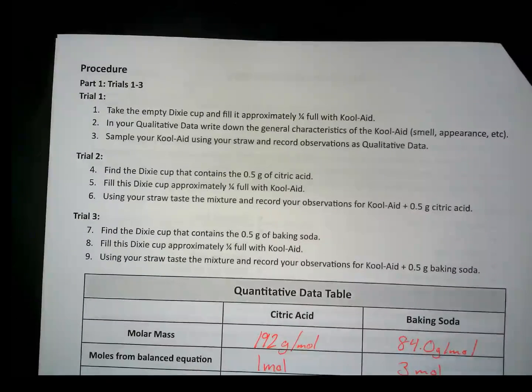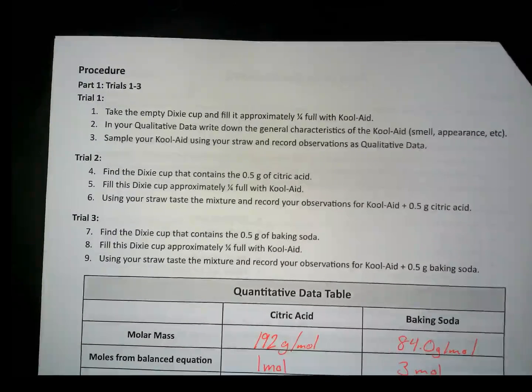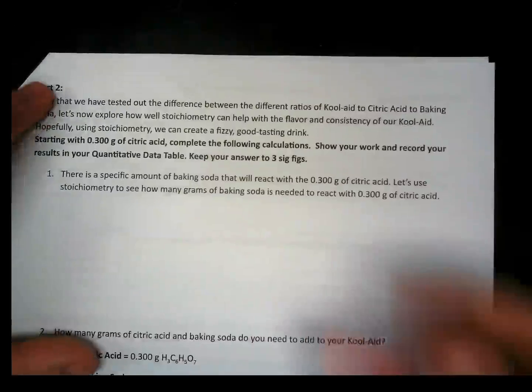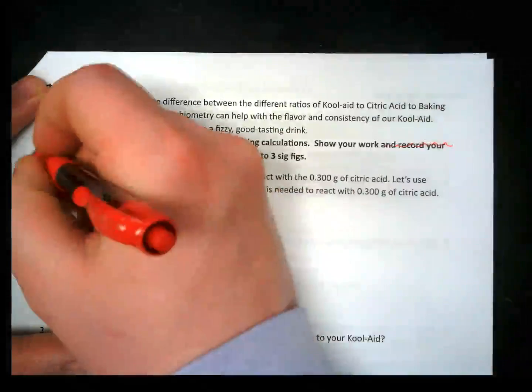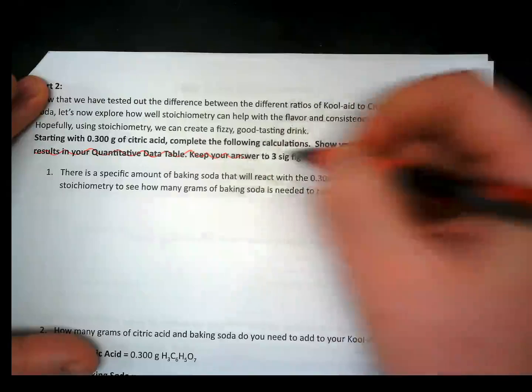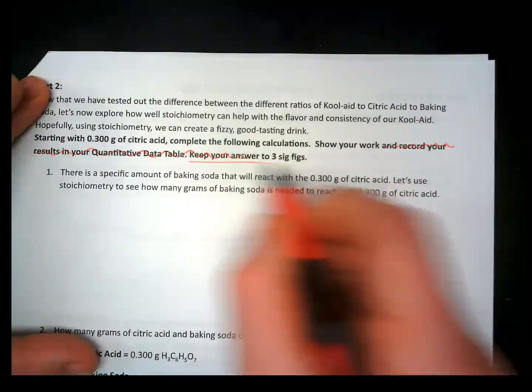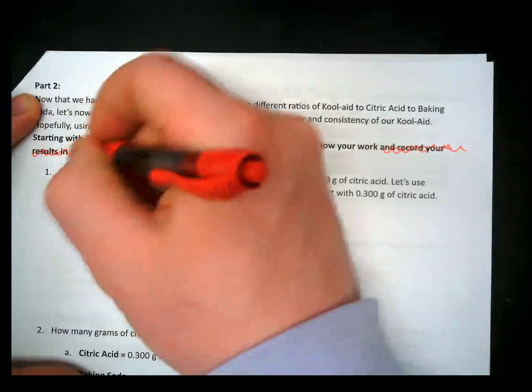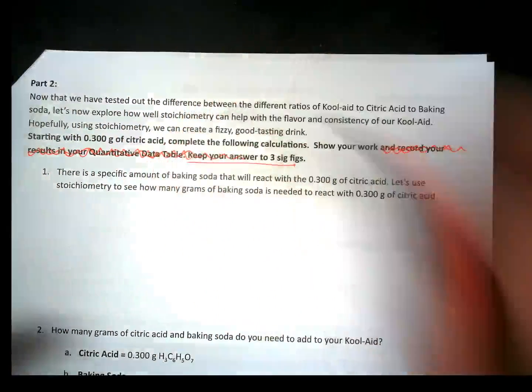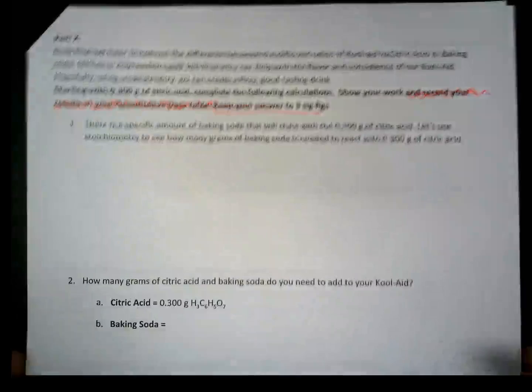I probably should have gotten rid of this. Ignore this line. Ignore this portion, we don't need to worry about that. But we do need to keep our answers to 3 sig figs. But we don't need to worry about that because it's already done.